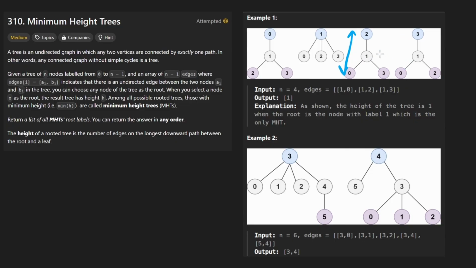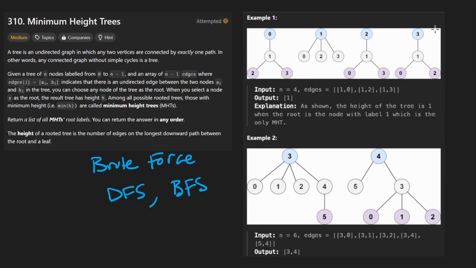So among all of those, we want to return the root such that the height is minimized. This was 2, this was 1, this was 2, and this was 2. So this one is the only one that minimized the height. Therefore, we return a list with 1 inside of it. Just based on that alone, it's not too difficult to at least conceptually arrive at the brute force solution. And that would be doing a graph traversal, whether it is DFS or BFS.